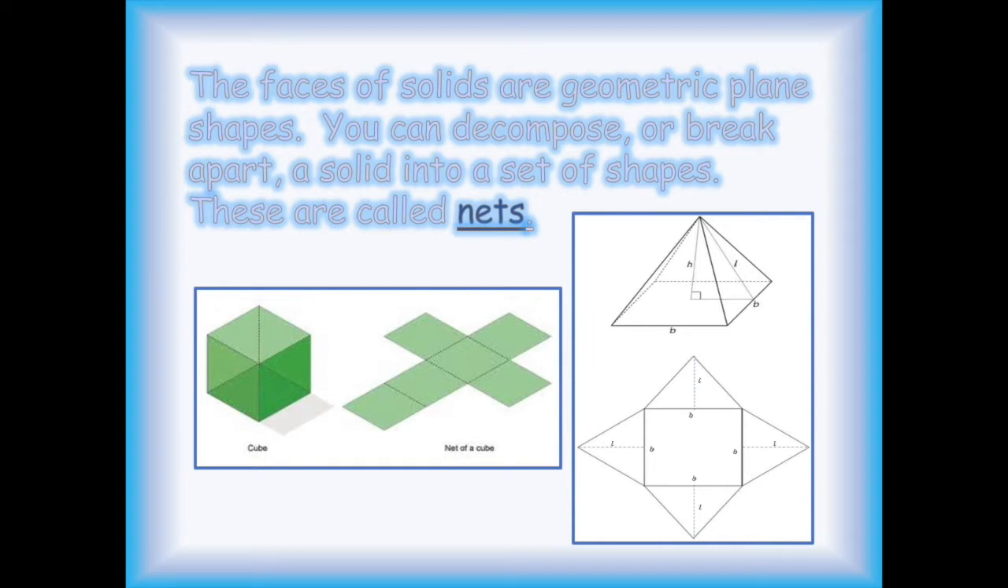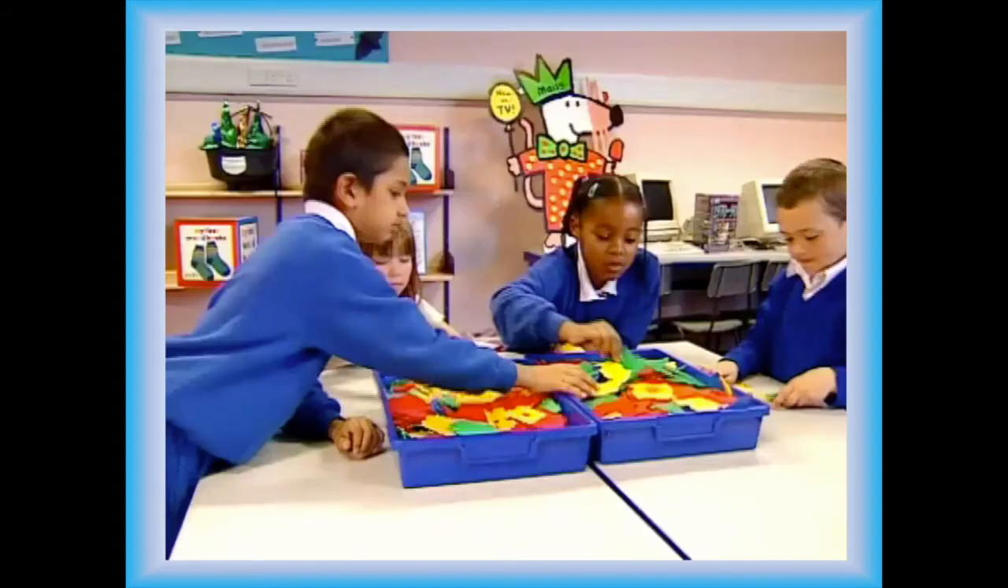The faces of solids are geometric plane shapes. You can decompose or break apart a solid into a set of shapes. These are called nets. Look how when the cube breaks out, its net, can you see, has 6 squares. Then on the right, look at that pyramid. When that is broken down, you can see a square in the middle and the 4 triangles connected to it that would fold up to create the point. Let's watch a little video on this.